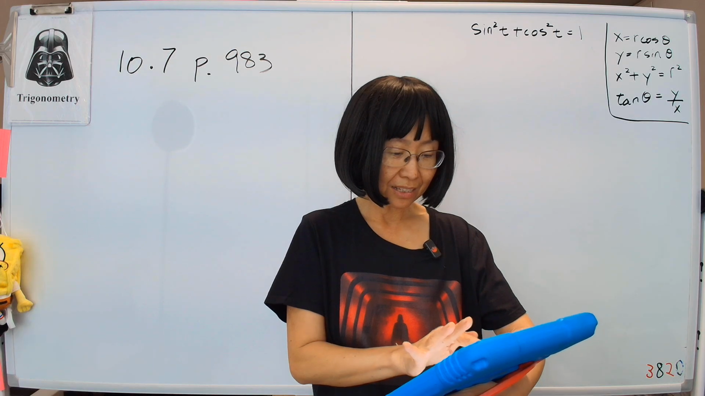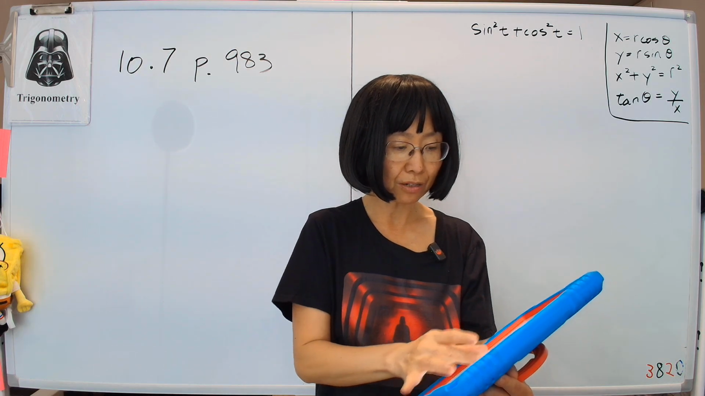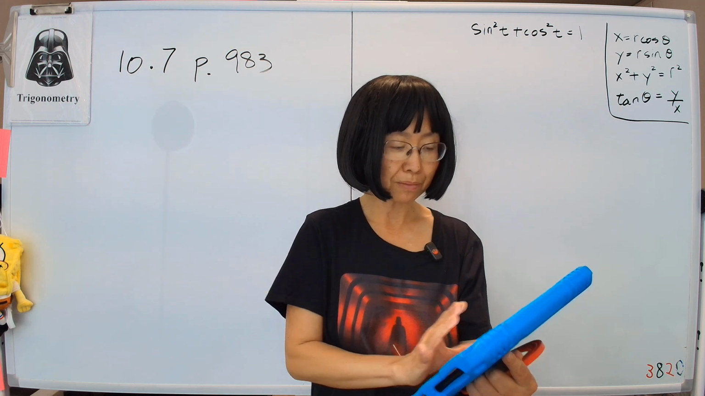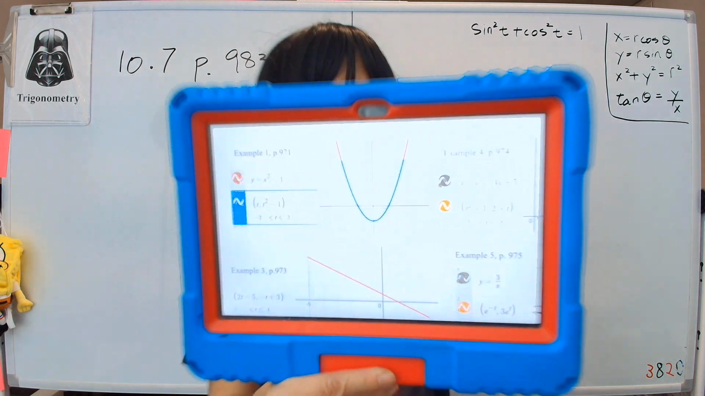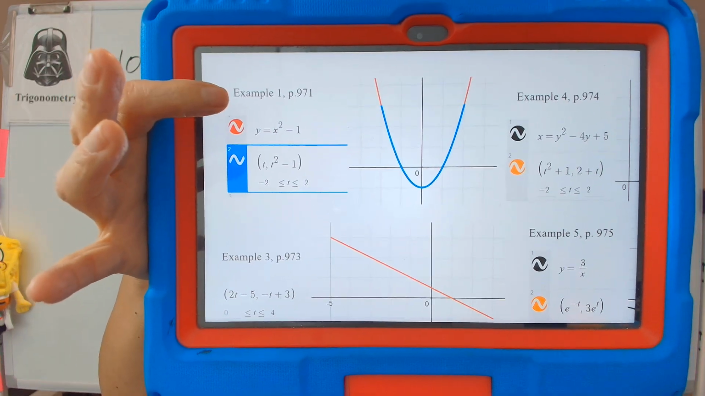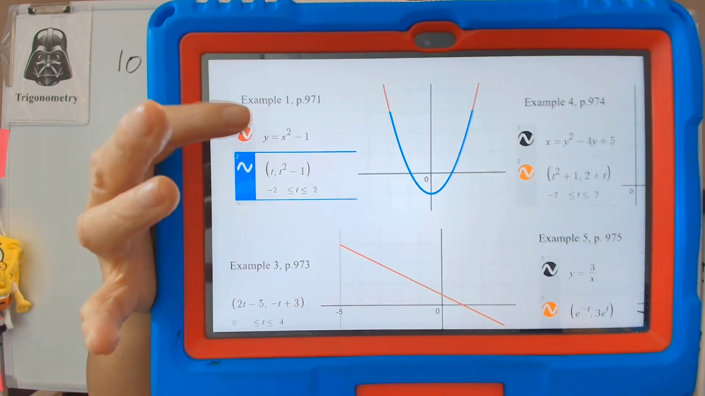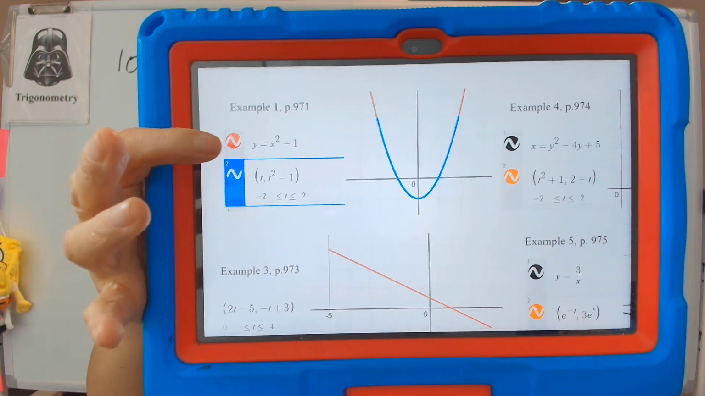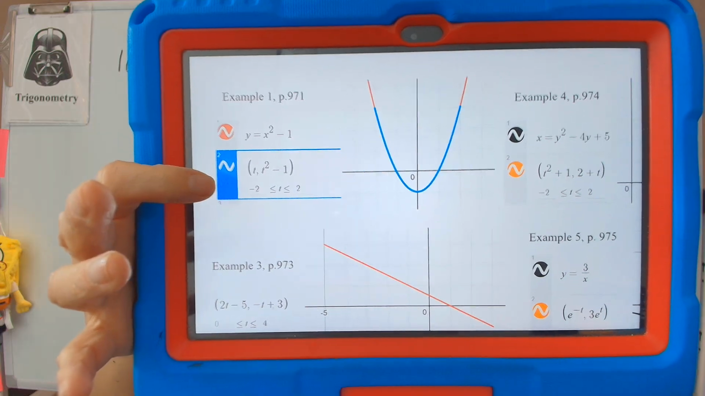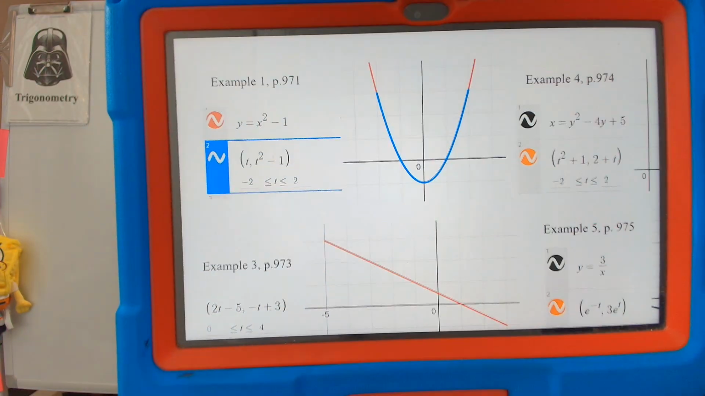Okay, now that I've told you the homework, I will show you. I did quite a bit, most of the homework myself, and it didn't take much to do it. I enjoy doing this. This is example 1 in the previous section, on page 971. Here's the function itself, the orange one, and the blue one is the parametric form of the function y equals x squared minus 1.